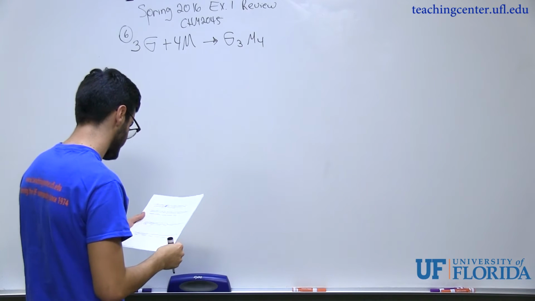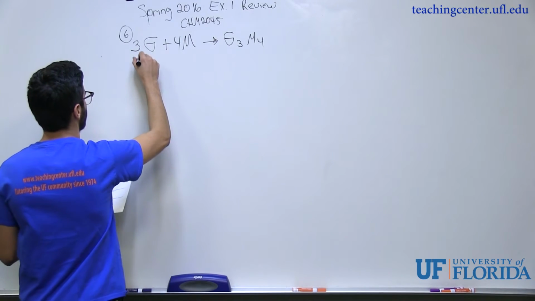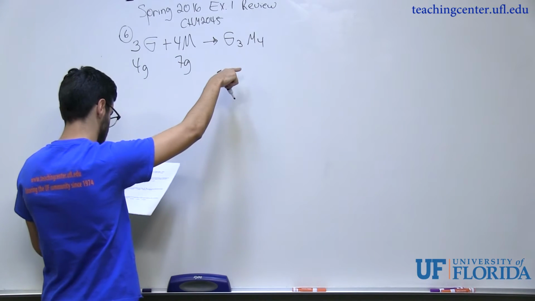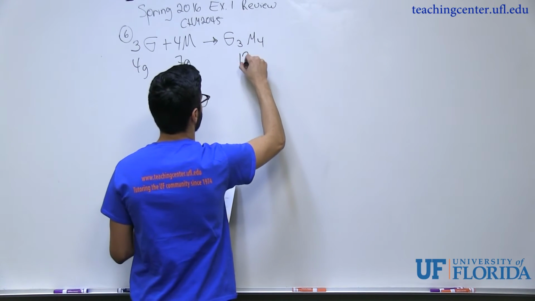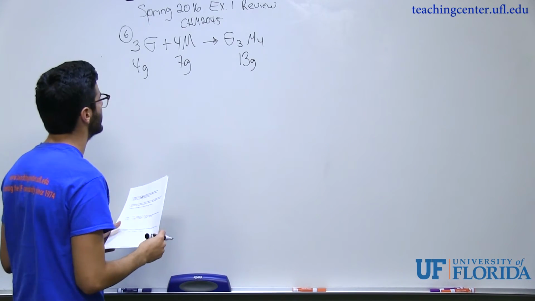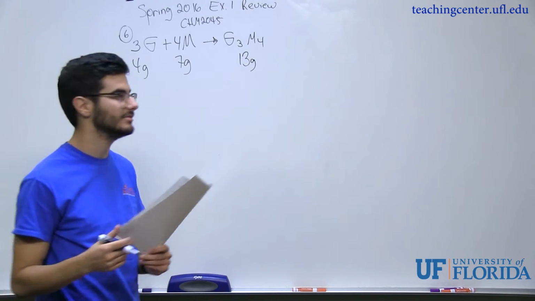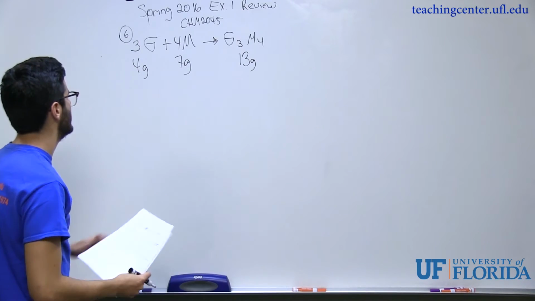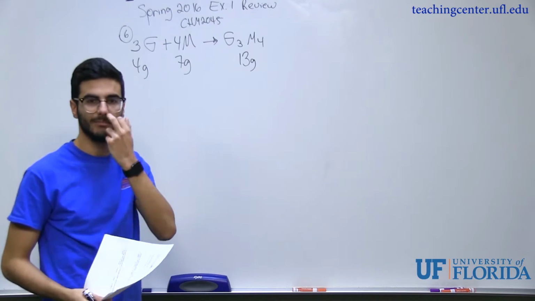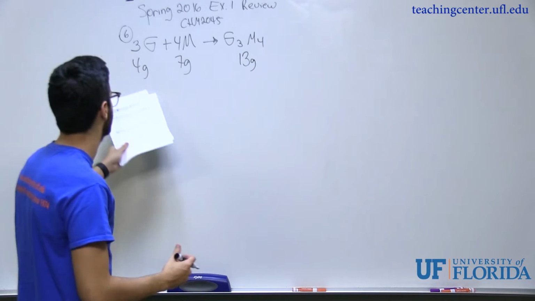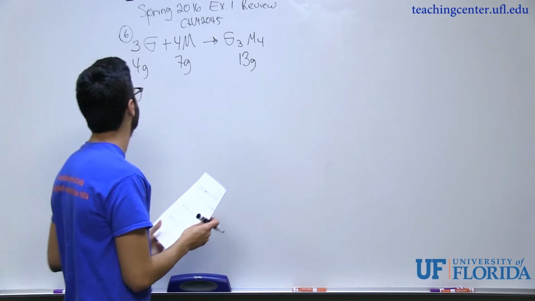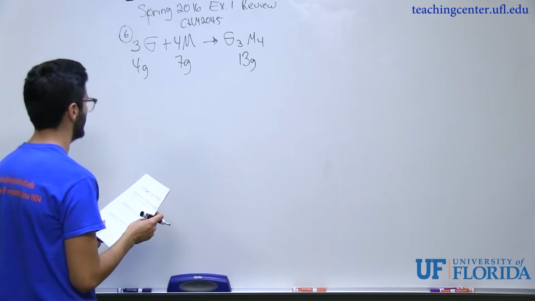I also know I start with 4 grams of G, 7 grams of M, and I make 13 grams of G3M4. So this question is pretty common on exams, so you might want to pay attention to this one. One thing I would say is you start with 11 grams and you make 13 grams. That actually doesn't make any sense, right? How can we start with something and make more product? That's spontaneous combustion. That doesn't really happen. But it doesn't matter. We're going to go on with the problem anyways.